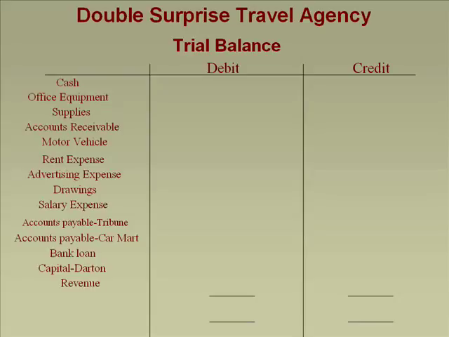Was it left or right? Do you remember? It was 52,500 on the left. So for cash, you put 52,500 left. Do the same for office equipment, supplies, and go down. Stop this recording now and try this. Once you're done, restart. If you have done it correctly, the left and the right should balance. So stop now and restart when you've done the trial balance.